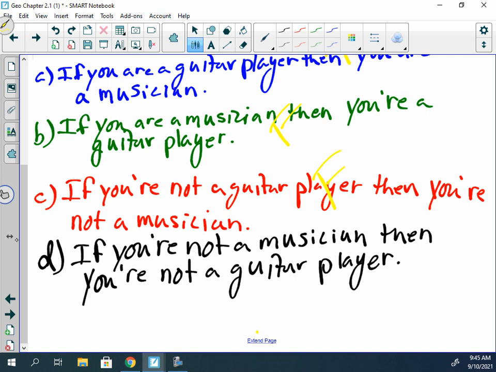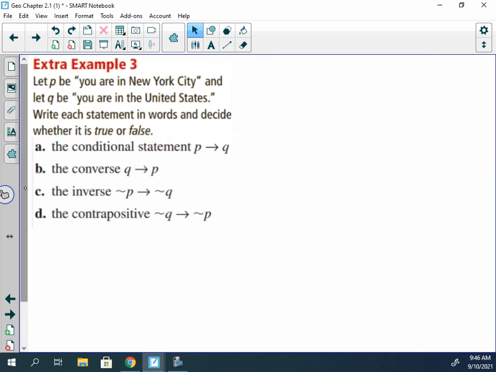Last one. If you're not a musician, then you're not a guitar player. True. Well, what happened? Like we said, the converse and inverse have the same truth value, and the conditional and the contrapositive have the same. Those will always work together that way. Questions on this here? Do we feel good with this? Do we need to see another example of writing this all the way out? No?